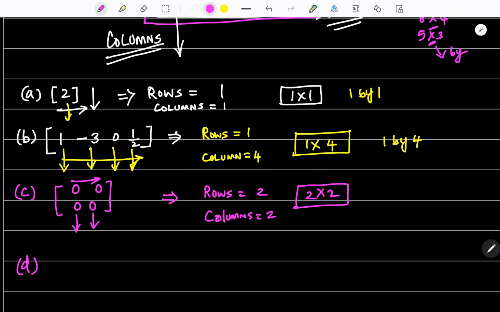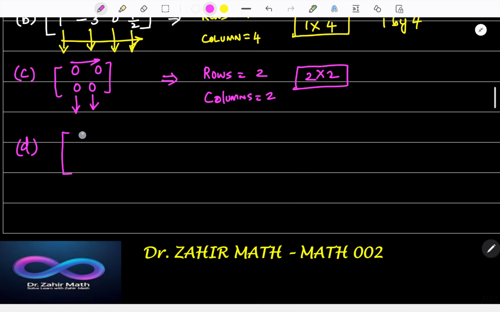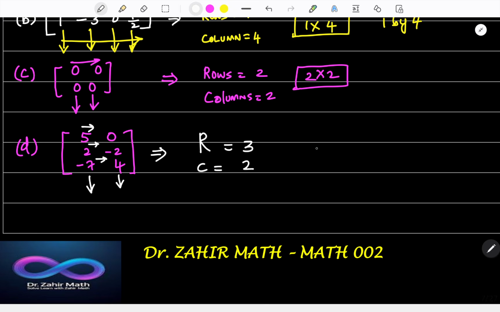Okay. Next, question number D. So let's go to the question D. The question is 502 minus 2. After that minus 7 and 4, right? Yes, let's go for the number of rows. Now I'm not going to write, just I write R. R is equal to how much? 1, 2, 3. So 3 rows. And how many columns? C, which is equal to 2. So what is its dimension? 3 by 2. Sometimes this dimension, they will also call it the order. They will also ask, what is the order of the matrix? So it is like this.